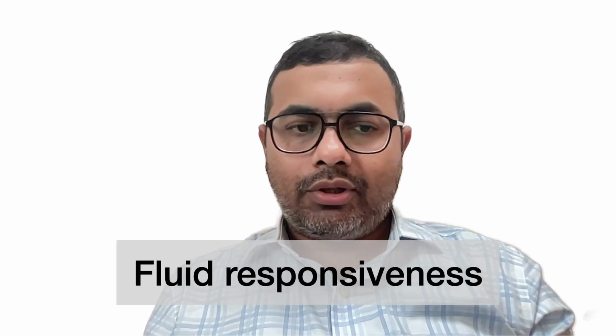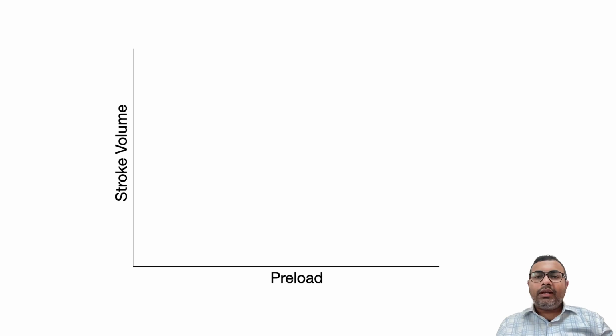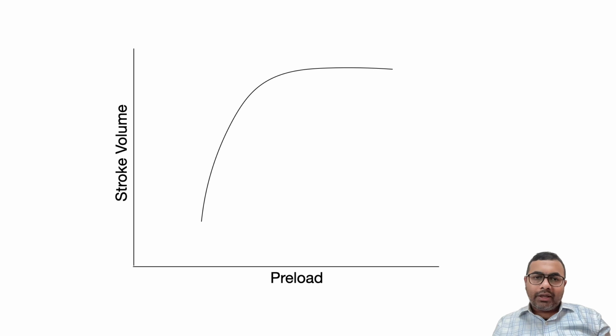Hello, in today's video we are going to discuss fluid responsiveness. The relation between the preload and the stroke volume is called the Frank-Starling curve. There is a steep portion of the Frank-Starling curve followed by a plateau.